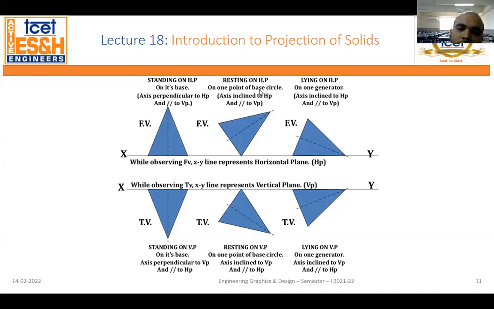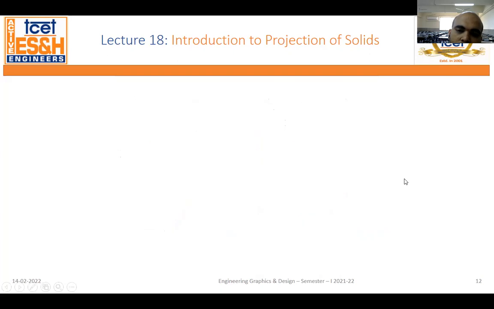So is it clear to everyone? All the cases. The above portion, whatever is there, is all about the front view. The below portion is all about the top view. The above portion is all about the axis perpendicular to HP. The below portion is all about the axis perpendicular or inclined to VP. Perfect. Let's move next.